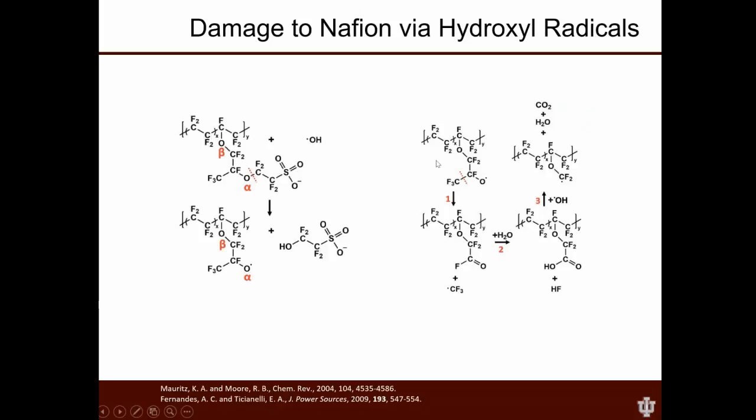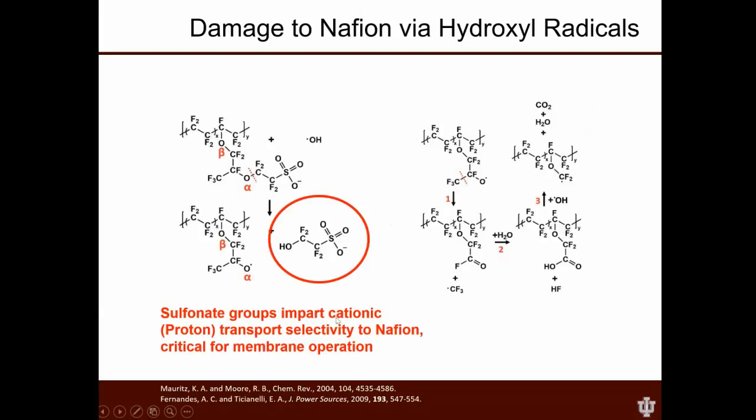Now, you might wonder why this matters that much, and the reason why it matters is because the sulfonate group is what imparts cationic or proton transport selectivity to naphthalene, and it's critical for the operation of the membrane. As soon as you start losing these sulfonic acid head groups, you lose membrane function.